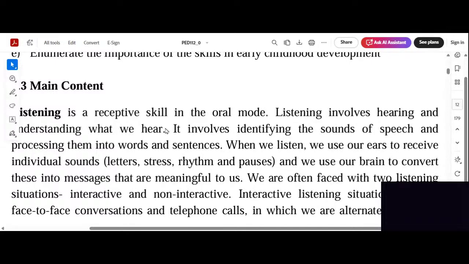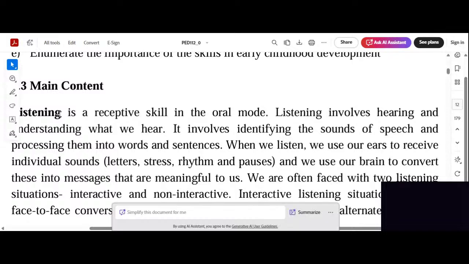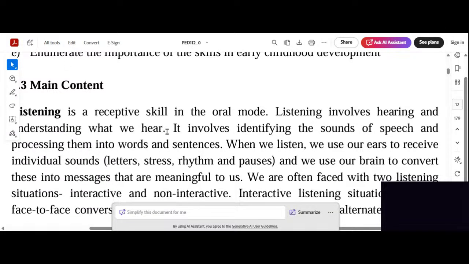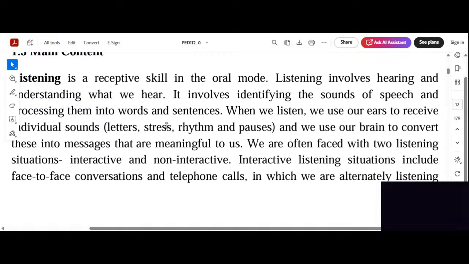Let's see. Listening is a receptive skill in the oral mode. In the oral mode, listening involves hearing and understanding what we hear. It involves identifying the sounds of speech and processing them into words and sentences. When we listen, we use our ears to receive individual sounds, letters, stress, rhythm, and pauses. And we use our brain to convert this into messages that are meaningful to us.